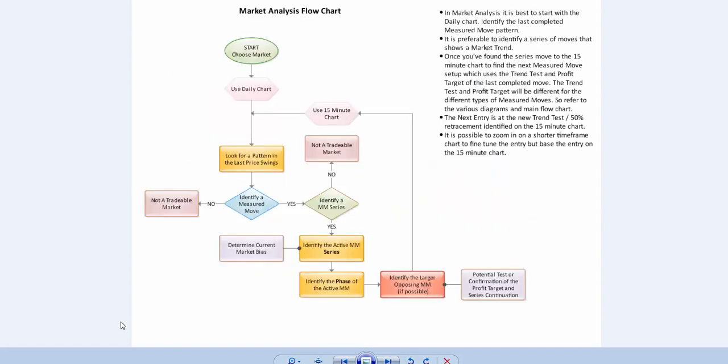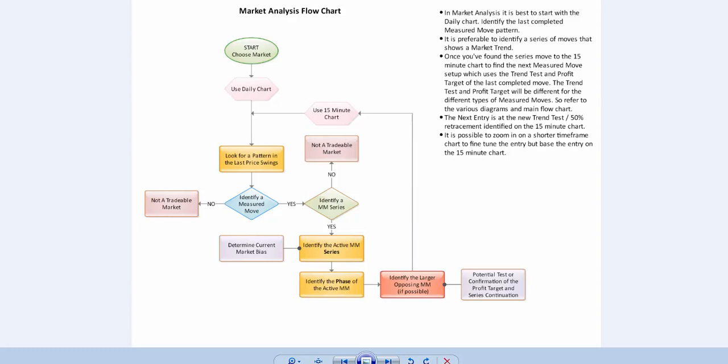Let's go to our next slide here. This is what's called a market analysis flow chart. And it helps us understand where we are inside of that first flow chart. Every single day we start out on our long-term time frames and we drill down to the smaller time frames.